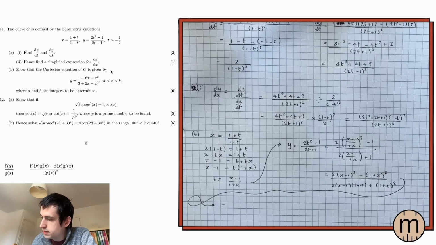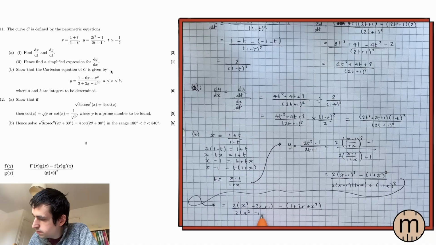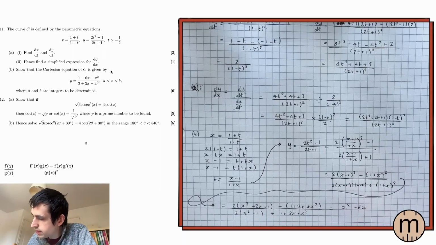So if we expand, then we're going to get 2 lots of x squared minus 2x plus 1 minus 1 plus 2x plus x squared divided by 2 x squared minus 1, plus 1 plus 2x plus x squared, which is going to be 2x squared minus x squared, which is going to be x squared minus 2x minus 4x minus 2x minus 6x plus 2 minus 1 plus 1, and that's going to be divided by 2x squared plus x squared, which is 3x squared plus 2x, and then minus 2 plus 1, so minus 1.